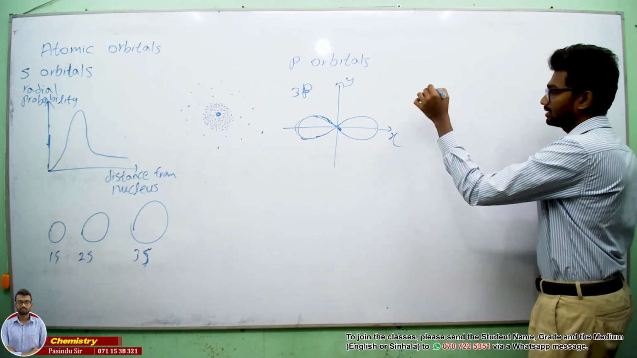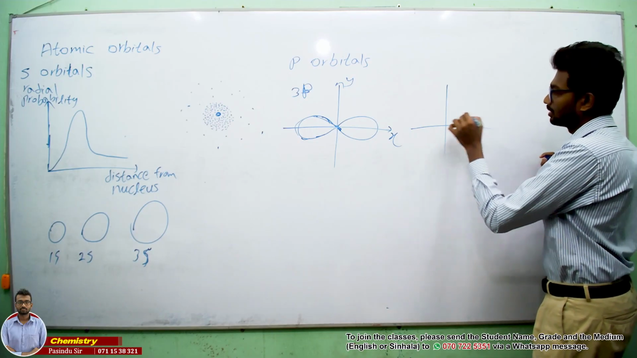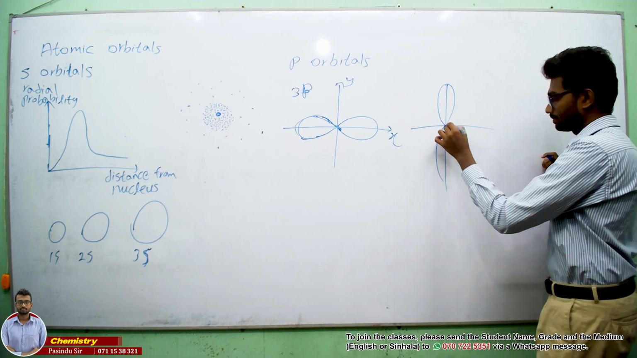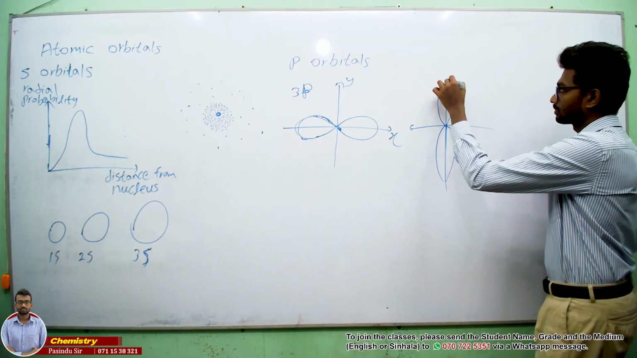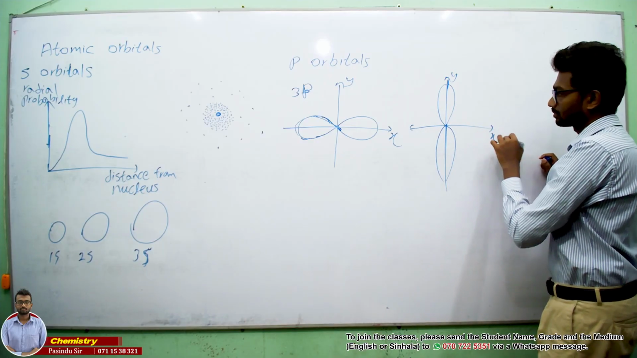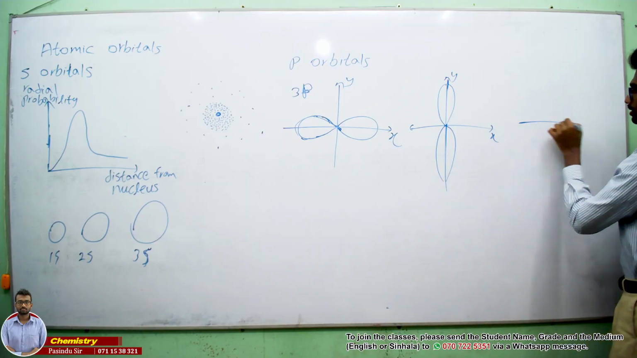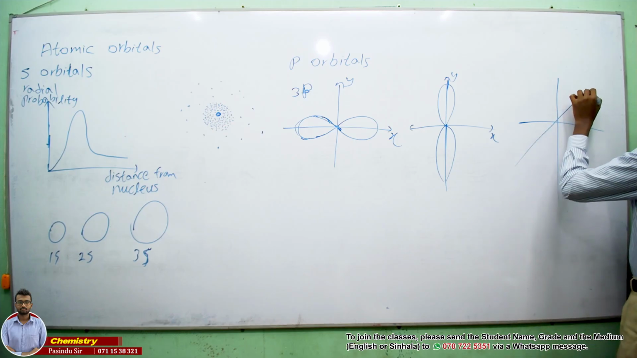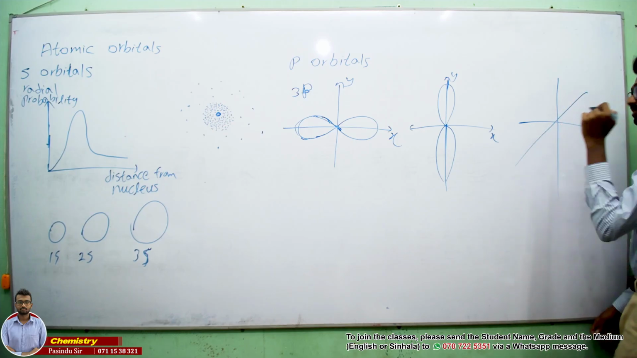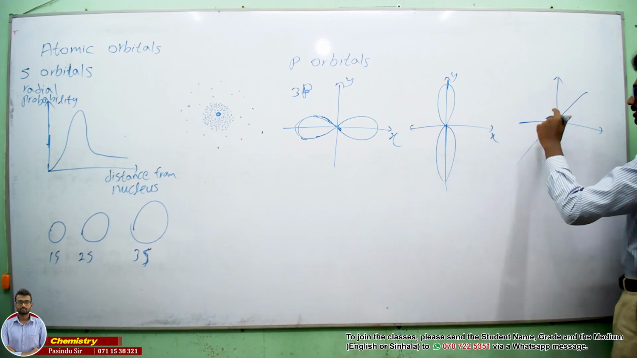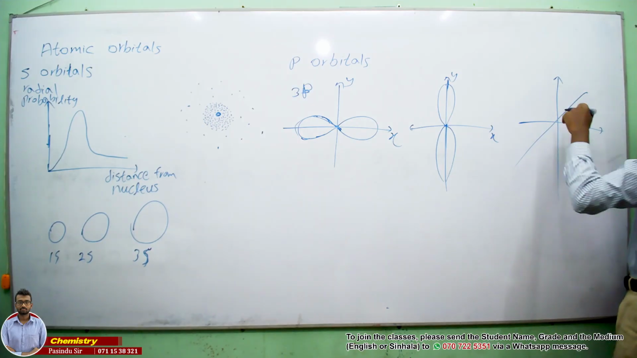Another one lies on the y-axis. Another one on z. Z means through the board. These two are in the board, and this one goes through the board.